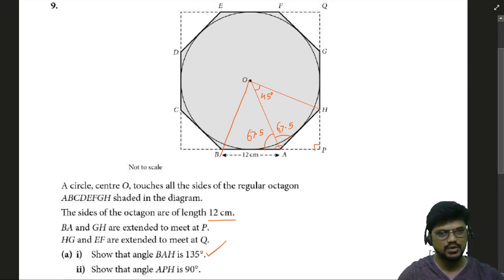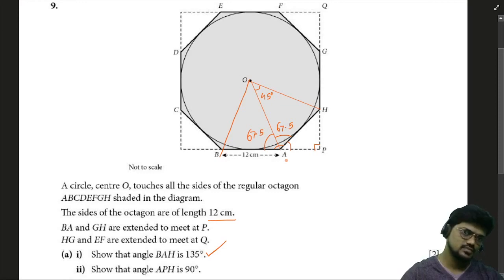Since this is 67.5, this angle will be how much? This is 67.5, this is 67.5. This angle will be how much? 45. This angle will also be 45, and this angle is 67.5, right? In this quadrilateral OAPHO, the sum of all the internal angles should be equal to 360 degrees.